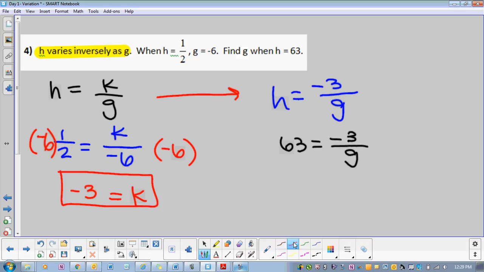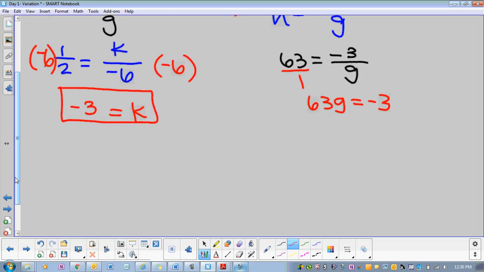So be careful here. When you have a variable in your denominator, the easiest thing you could do is you have a proportion. You could make this over 1, cross multiply, right? Or you need to multiply by the G, get that G out of there, okay? But you could cross multiply here. So you have 63G equals -3, right? Fraction equal to a fraction, you can just cross multiply. Divided by 63. So G equals what? -1/21. Good.